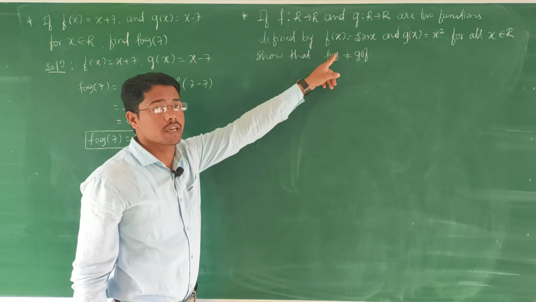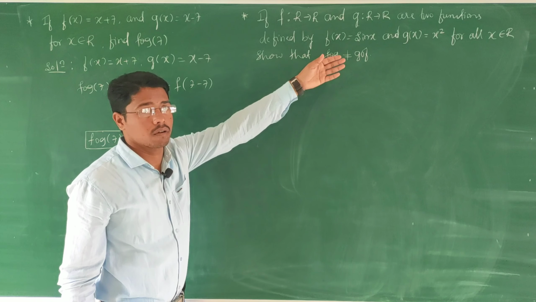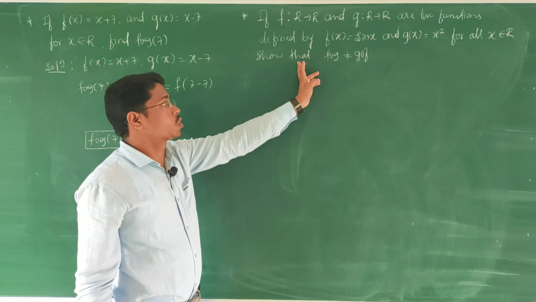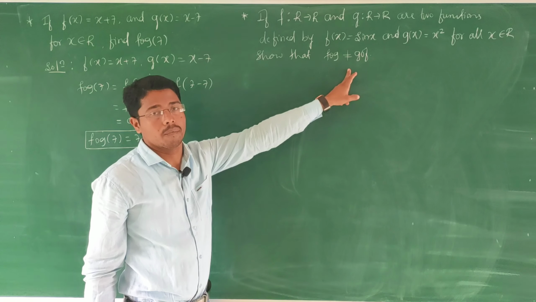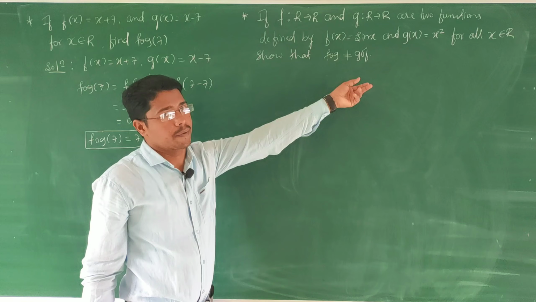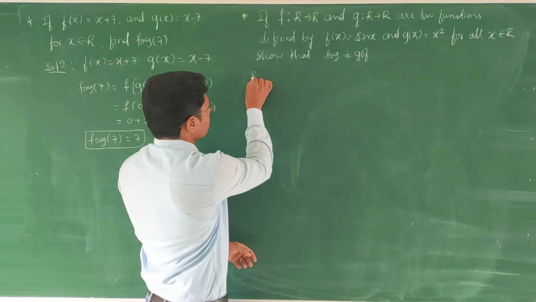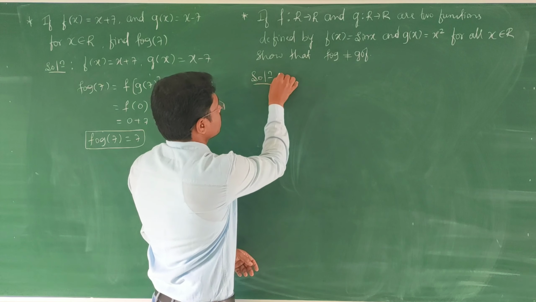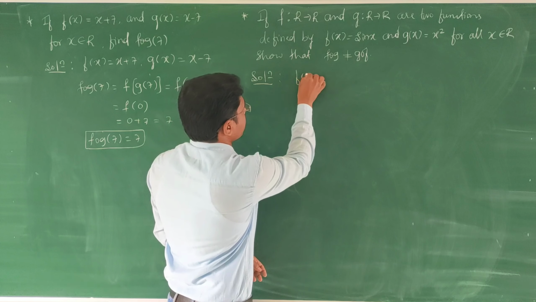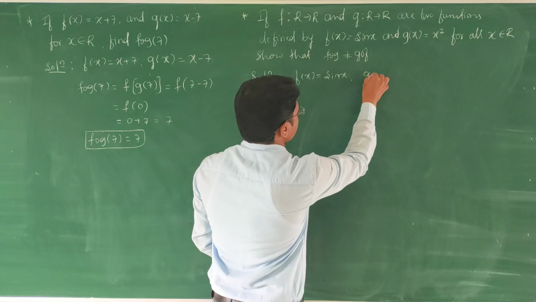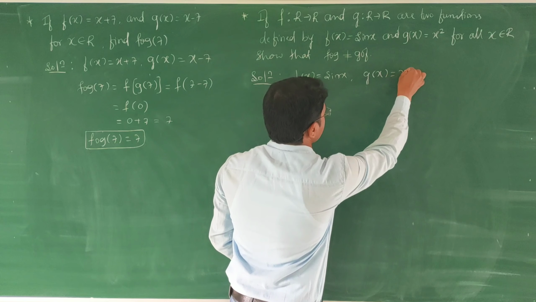Next, if f from R to R and g from R to R are two functions defined by f of x equal to sin x and g of x equal to x square, for all x belonging to R, show that fog is not equal to gof. That means we have to find out fog and gof, and show that they are not equal, right?